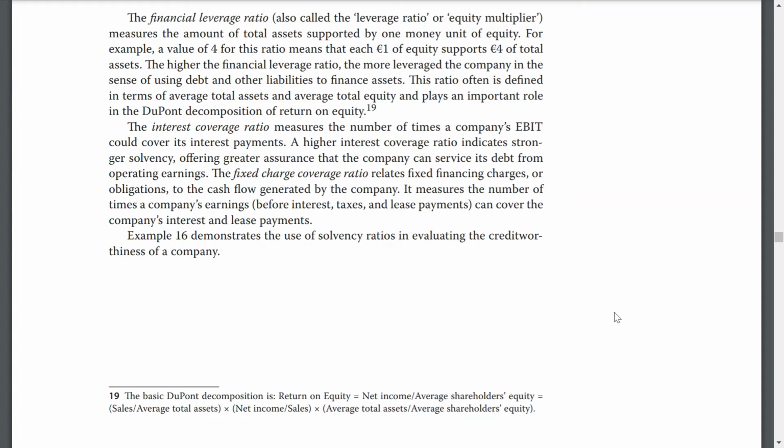The fixed charge coverage ratio relates fixed financing charges or obligations to the cash flow generated by the company. It measures the number of times a company's earnings before interest, taxes, and leases can cover the company's interest and lease payments. Example 16 demonstrates the use of solvency ratios in evaluating the creditworthiness of a company.